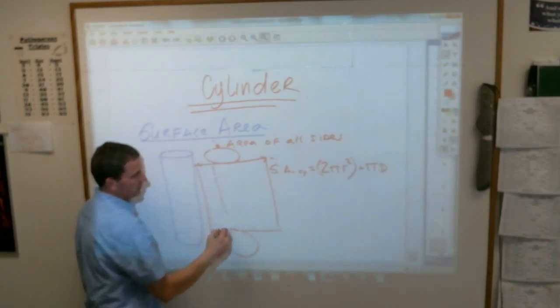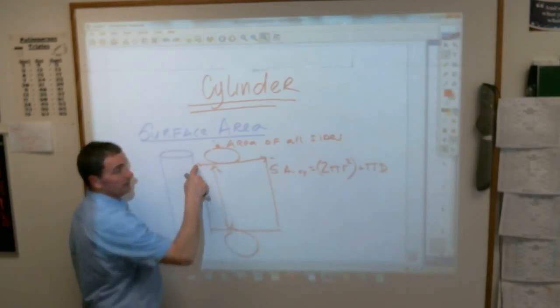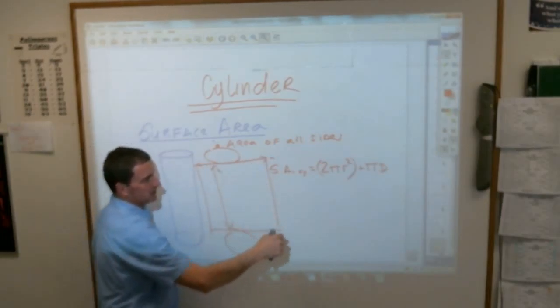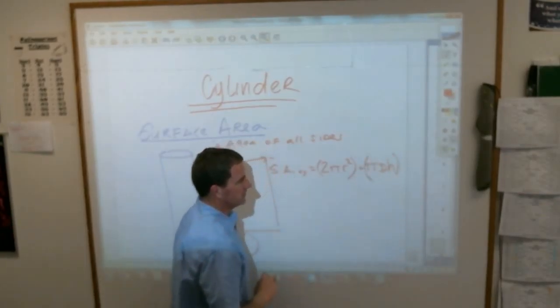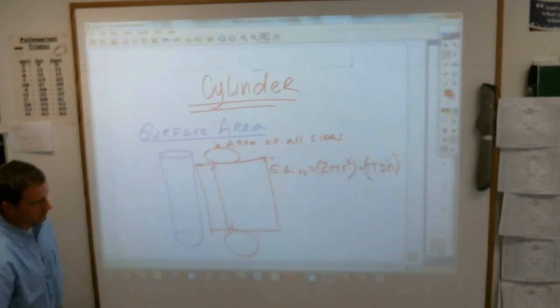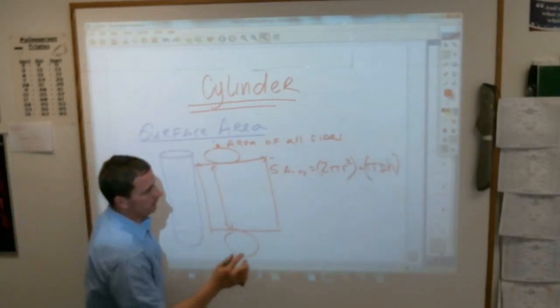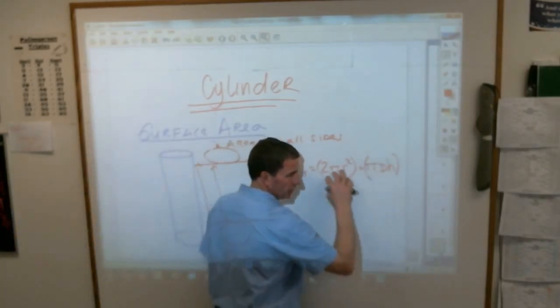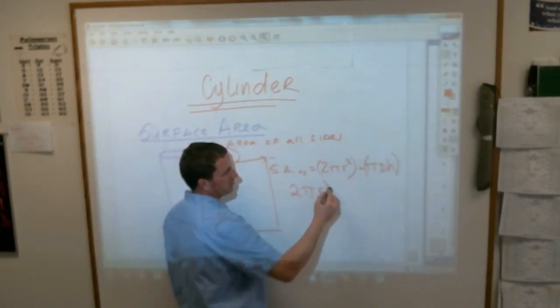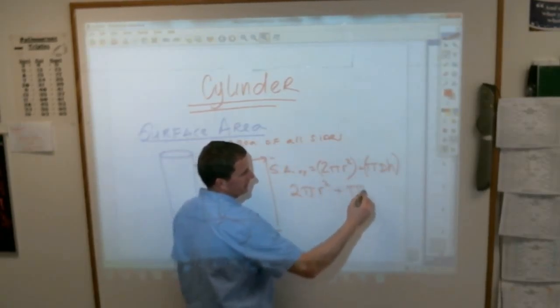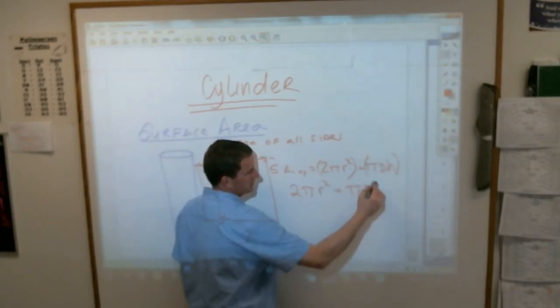And this distance from here to here, because I'm finding the area of that rectangle, this times this, is its height. I guess I really don't need those in parentheses, but I'll put it in parentheses. So there is your formula for the surface area of a cylinder. It is 2 pi r squared plus pi times diameter times height.